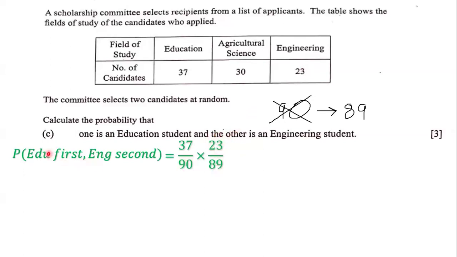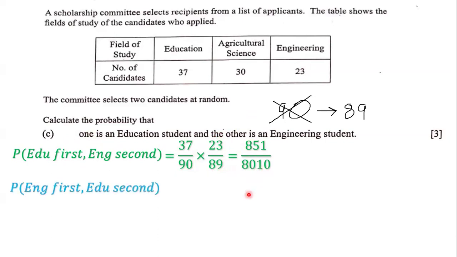And so the probability of selecting the first one as education and the second one as engineering is 37 over 90 multiplied by 23 over 89. We multiply 37 times 23, which is 851, and 90 times 89 is 8,010.